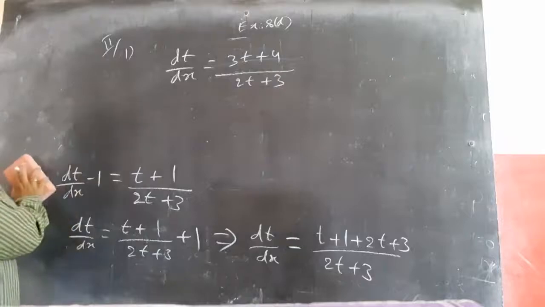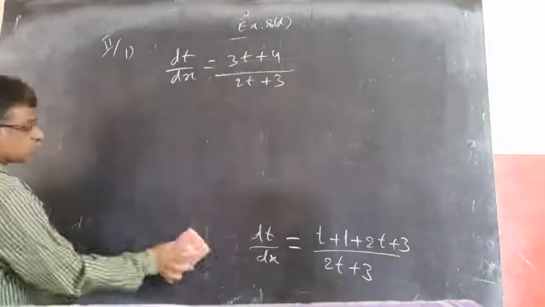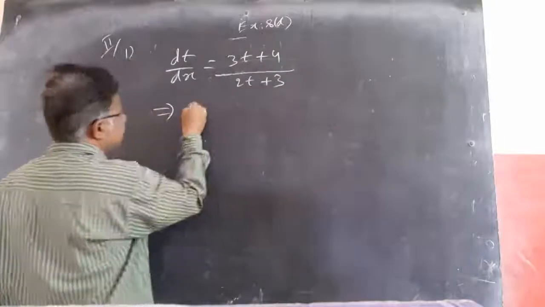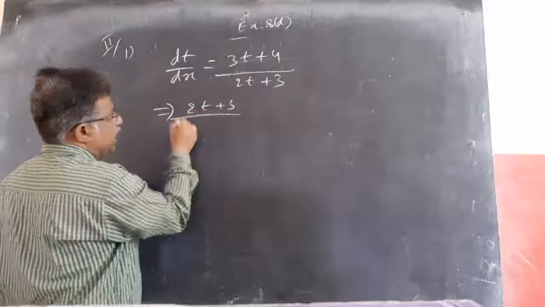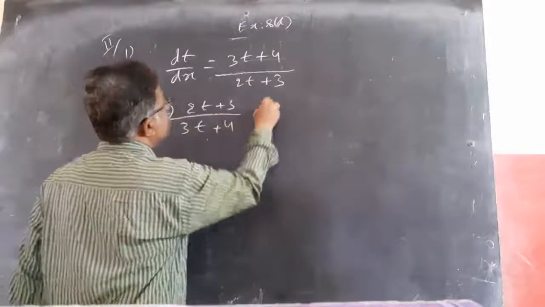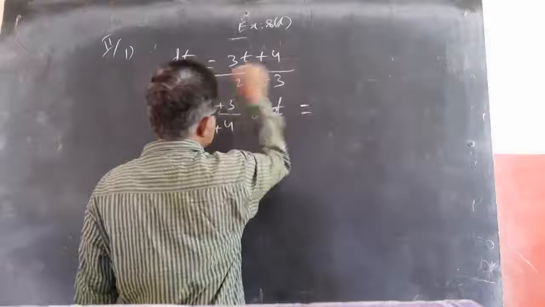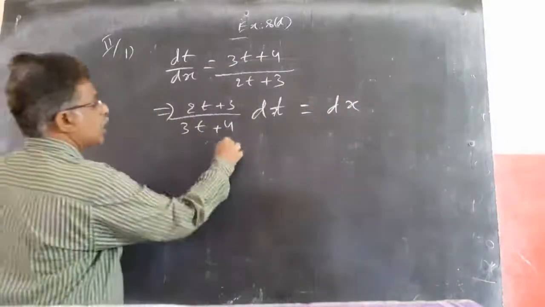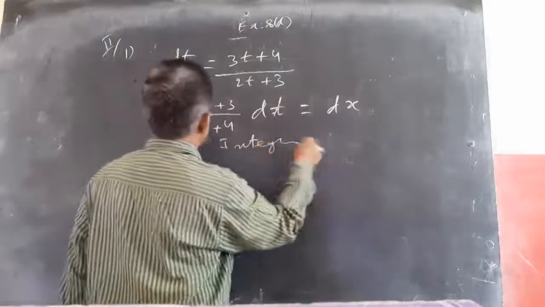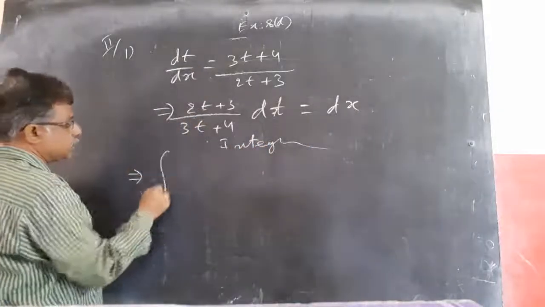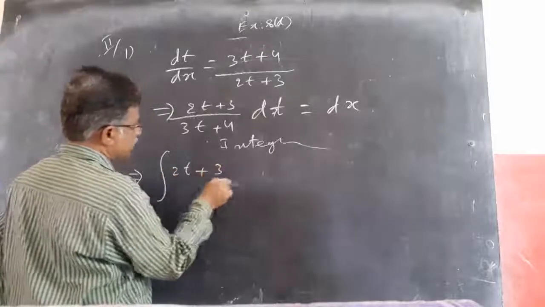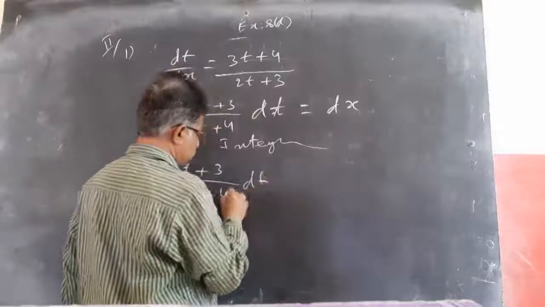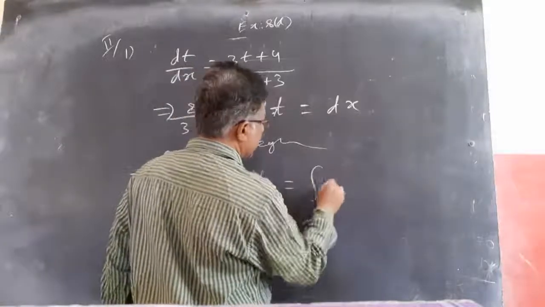Now variable separable: all the t's to one side, x to one side. So if I go for variable separable now, this becomes 2t plus 3 by 3t plus 4 dt equal to dx. Now integrating on both sides. So how to integrate this? 2t plus 3 by 3t plus 4 dt equal to integral of dx.